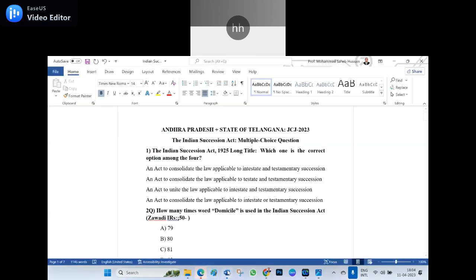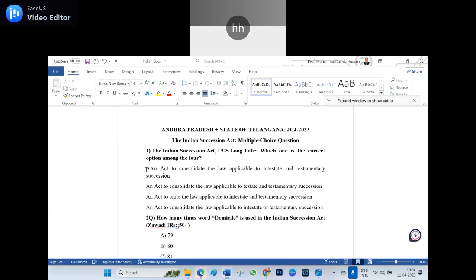Yes, that repeated, need not worry about it. Okay, now be ready to shoot. The Indian Succession Act 1925, long title. Which one is the correct option among the four? Option A: An act to consolidate the law applicable to intestate and testamentary succession.